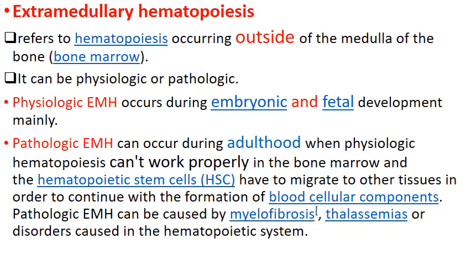So the hematopoietic stem cell, the mother cell, has to migrate to other tissue in order to continue with the formation of the blood cell components, for example to the liver and spleen. Pathological extramedullary hematopoiesis might be caused by myelofibrosis, might be caused by thalassemia, might be caused by any extravascular hemolysis that might induce the extramedullary hematopoiesis to take place in tissue other than bone marrow.